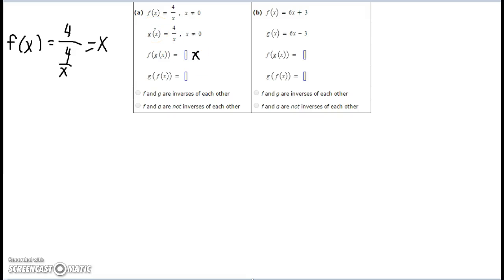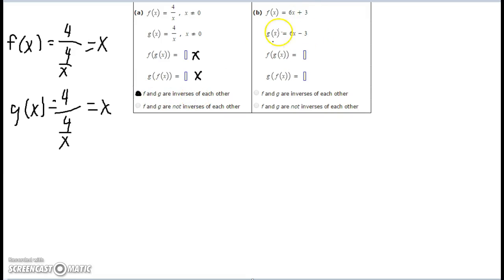Then I do the exact same thing. So I take into the g equation, so g of x equals 4 over, and again, instead of writing x, I'm going to take my f equation, which is also 4 over x, and 4 over x equals x. So that would be my second answer, and I would say yes, they are inverses. If x equals x, my answer is yes, they're inverses of one another.